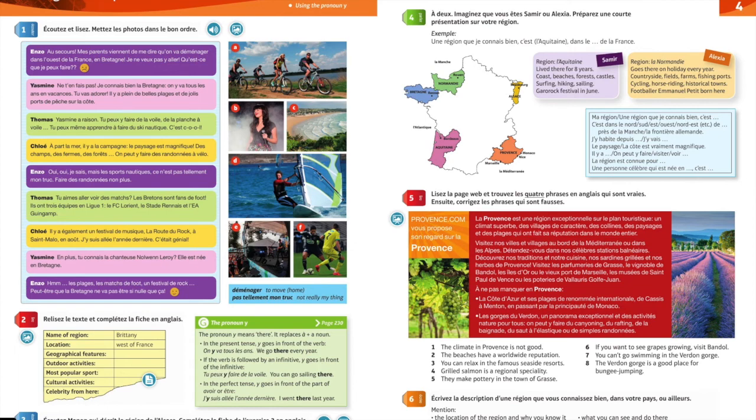Pour ceux qui n'aiment pas le sport, il y a plein d'activités culturelles. So we're onto les activités culturelles, cultural activities. Par exemple, on peut visiter de beaux châteaux tels que le château du Haut-Königsbourg. Ok, so il y a des beaux châteaux. Il est vraiment impressionnant.